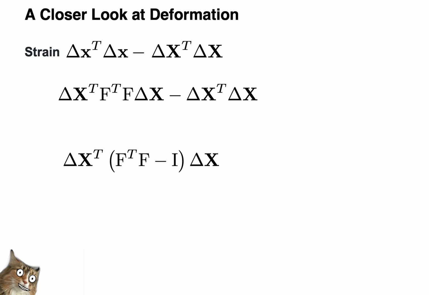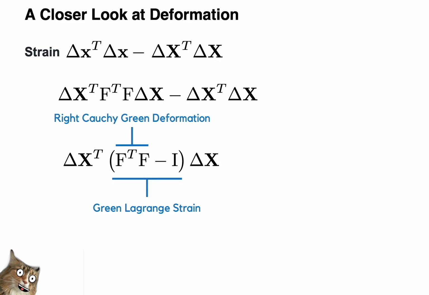Now remember, delta capital X is any vector in the undeformed shape. This formula shows us that deformation of all these random vectors is determined by this matrix term, which we call the Green-Lagrange strain. This strain measure is constructed using the deformation gradient transpose times itself, which has a special name, the right Cauchy-Green deformation tensor. Let's contrast this with a mass spring system, which had a scalar strain measure. Our finite element approach measures strain in all directions, and this manifests itself as a 3x3 matrix-valued strain measure.